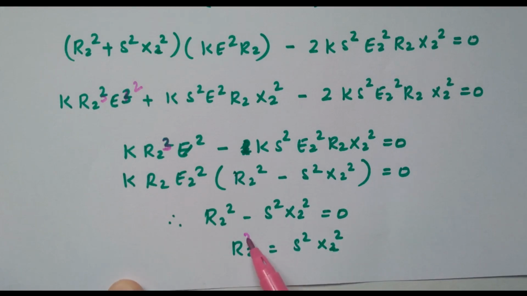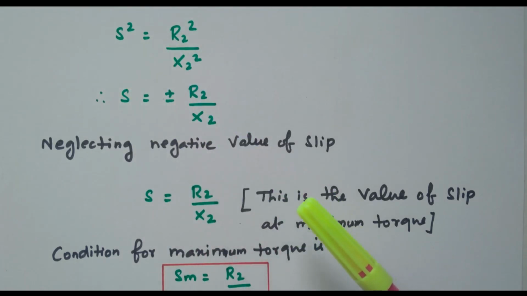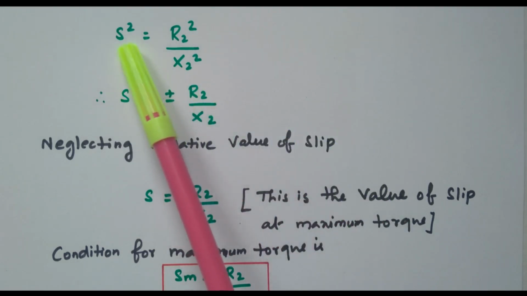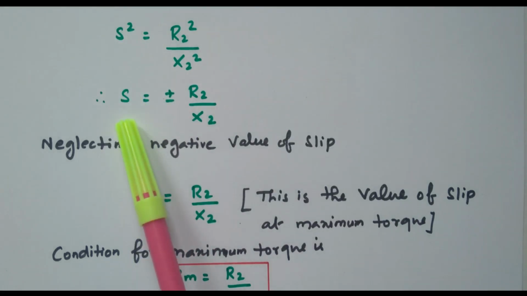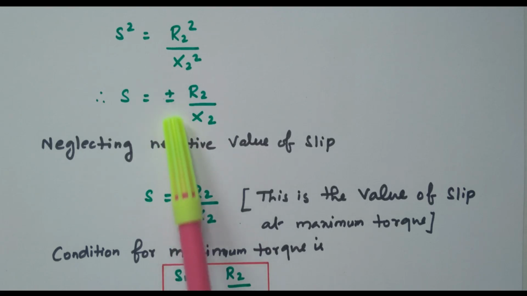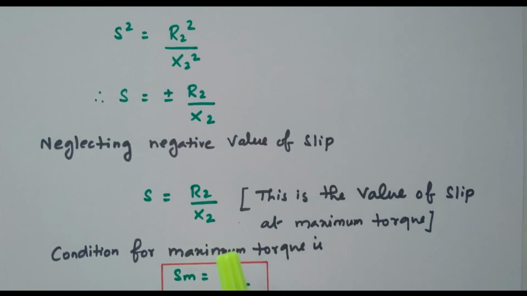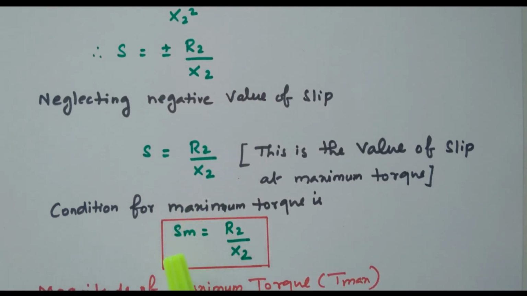So this is R2 square. R2 square equal to S square into x2 square. Now we will go for further simplification, so that S square equal to R2 square divided by x2 square. So finally what we need is a condition for maximum torque, expressed in terms of the slip. While taking the square root on both sides, S square becomes S, and this term becomes plus or minus R2 by x2. So both possibilities are available, plus as well as minus. Now we are neglecting the negative value, we only consider the positive value, so that S equal to R2 divided by x2. So this is nothing but the value of the slip at the maximum torque.